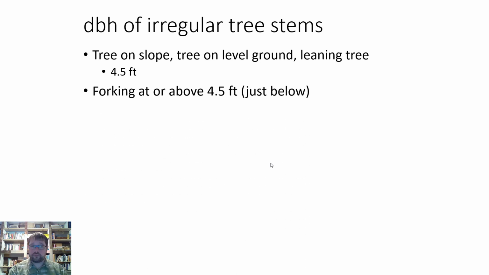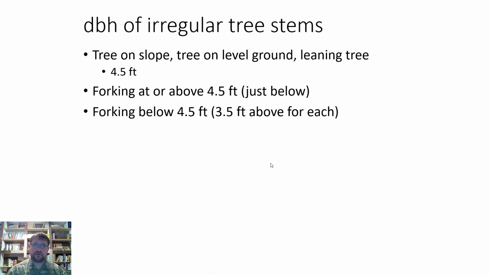Okay, if there's a fork at or above the 4.5 feet, you just go a little bit below that and get the DBH of the tree. If the fork is below 4.5 feet, you need to take the DBH 3.5 feet above the fork for each fork. So if you have a tree that's forking below 4.5 feet, you're going to take a DBH of both limbs. Okay, or both trunks. I'll show you an example of this in a second.